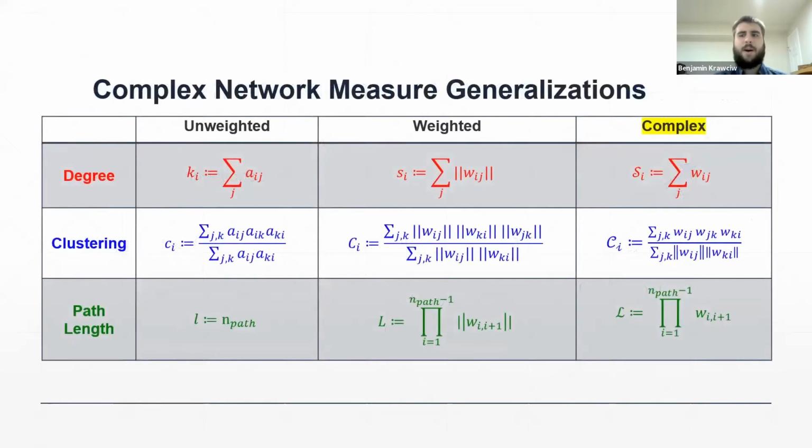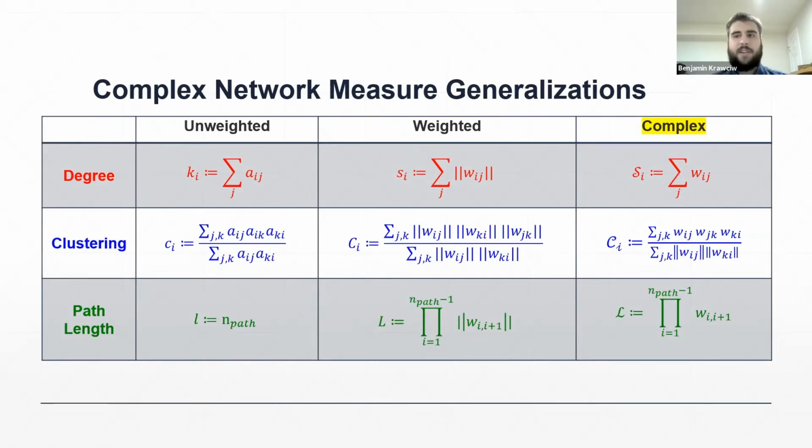Now let's talk about how I generalize those complex network measures to talk about interferometer networks. For the degree, it's pretty straightforward. Instead of summing up whether or not an edge exists on a node, I'm summing up the complex number edge weights. As a result, this measure will represent not just how much a node participates, but how coherently it does. So a node may have many connections, but if the phases are all basically random, they'll sort of cancel out.